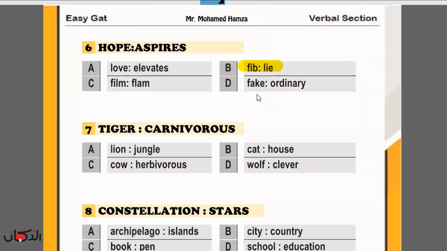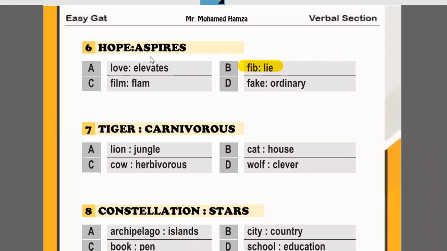So can you tell me the relationship? What is the analogical relationship between them? They are synonyms. Okay, maybe, but I'm actually confused. How is it fib and lie? Not synonyms. Sir, I don't understand what fib means. It is a lie.